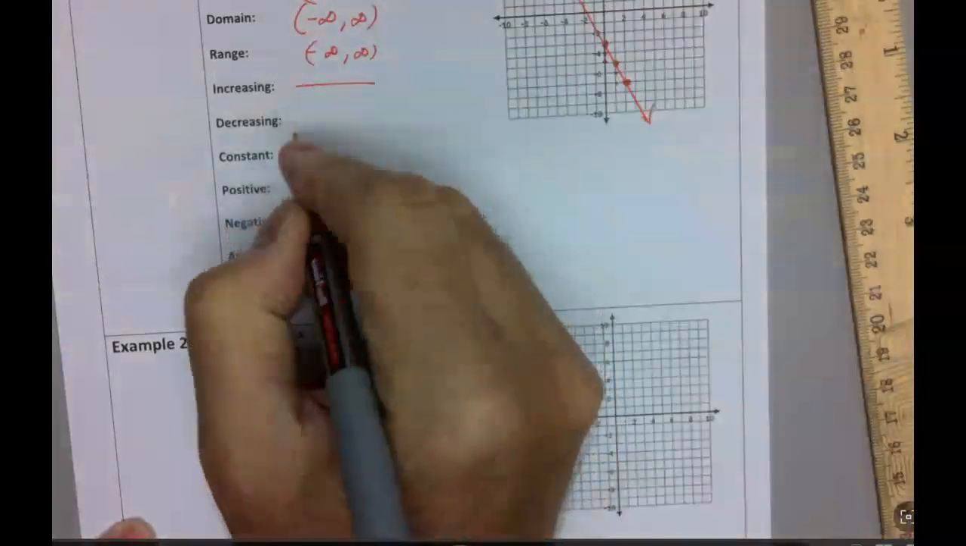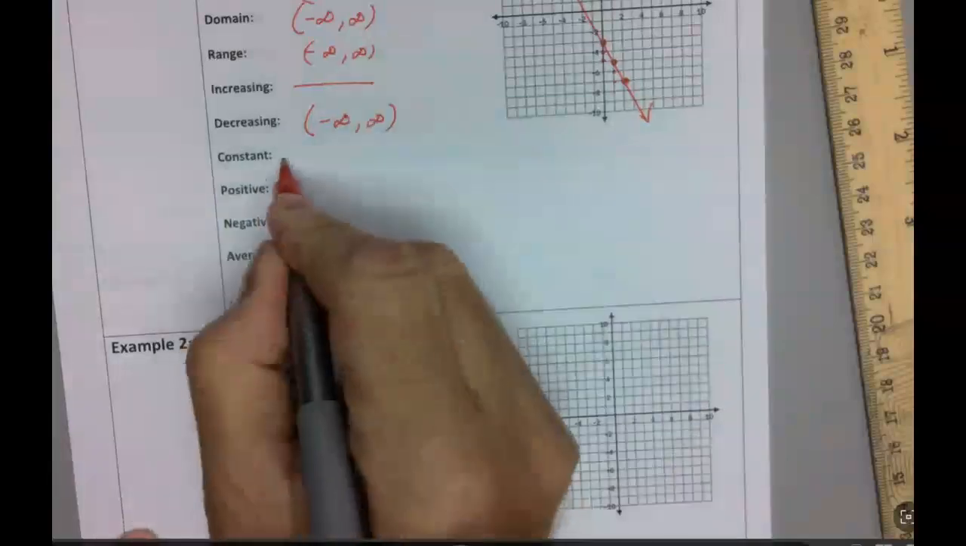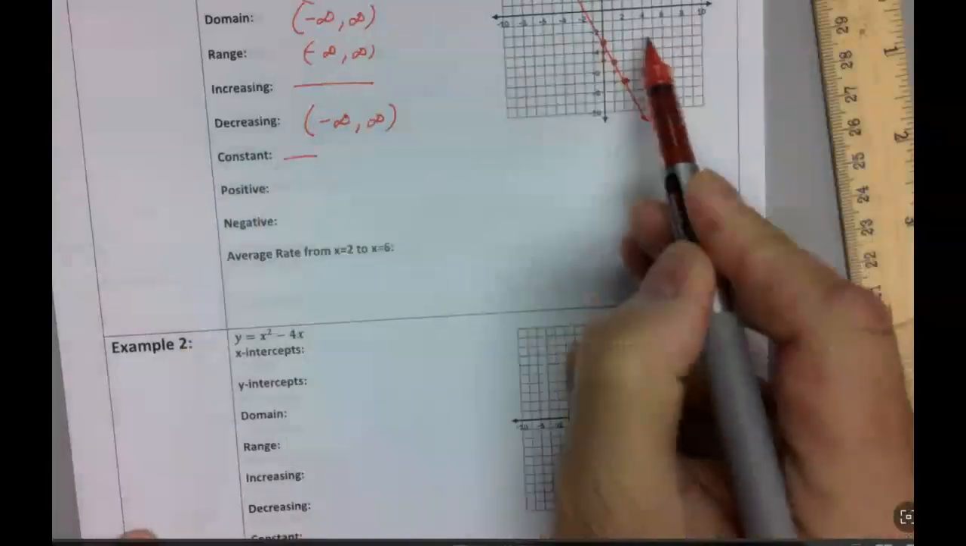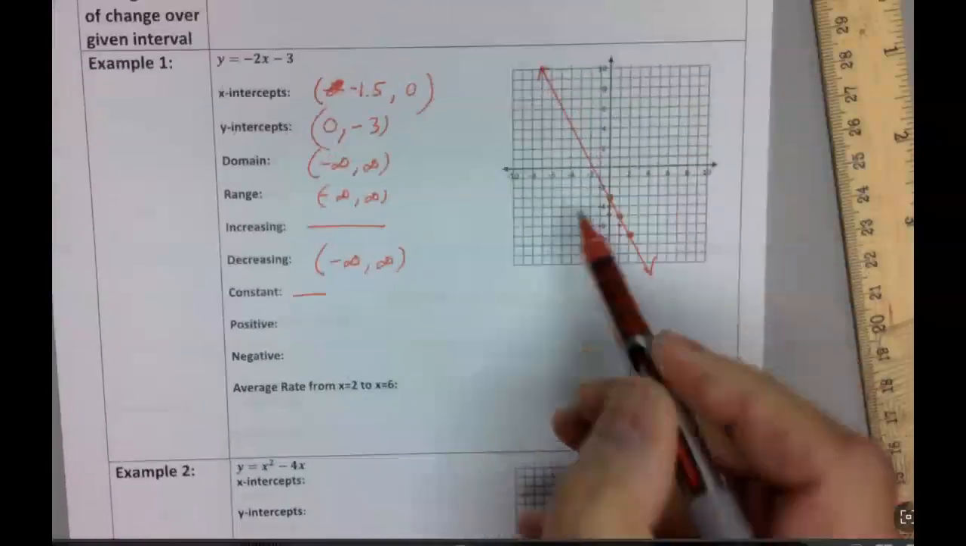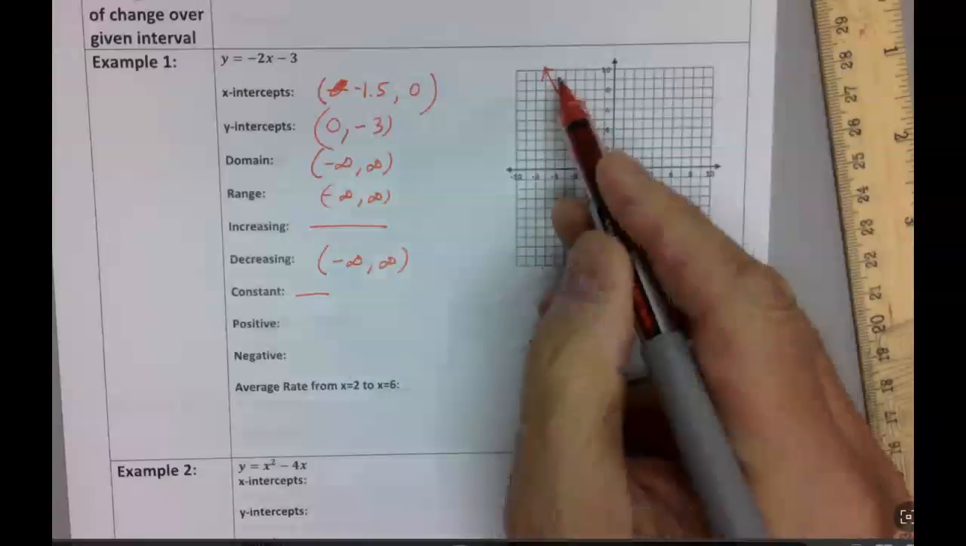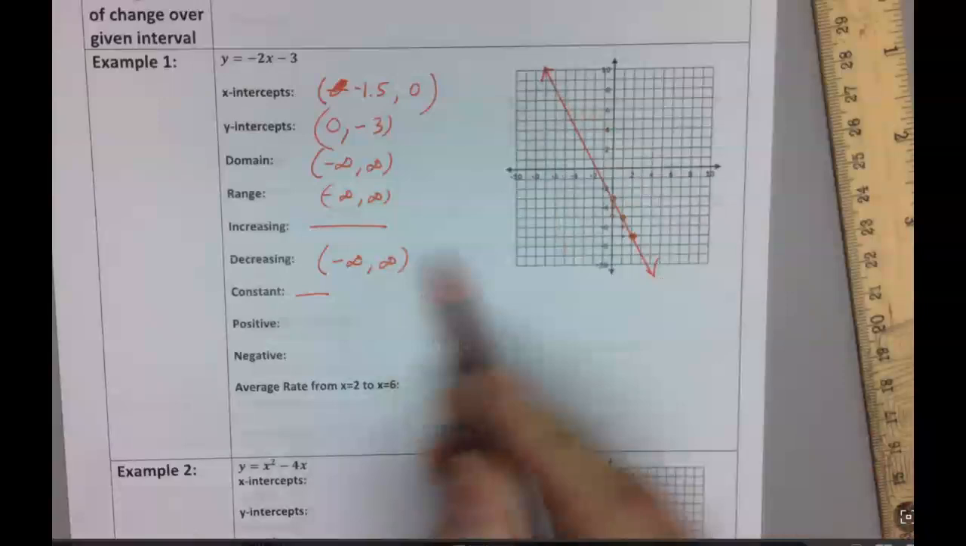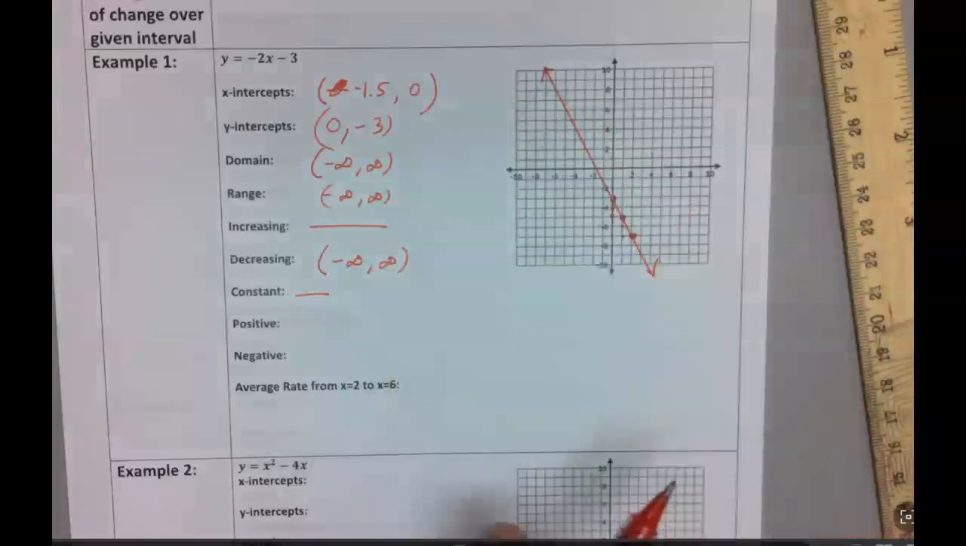So that's decreasing for the whole line. And constant, it doesn't have anything. It doesn't have a horizontal line. It's not constant anywhere. So it's never increasing from left to right, it's going down. But from left to right, it is decreasing. And a constant would be where it would level off, but it doesn't.